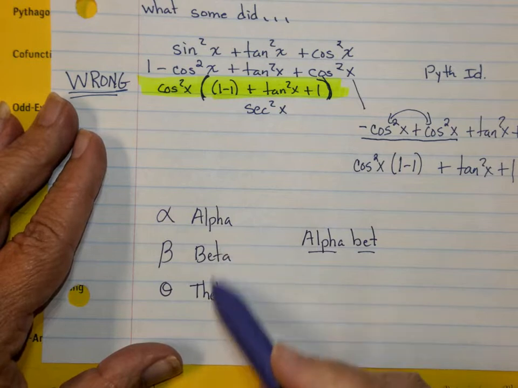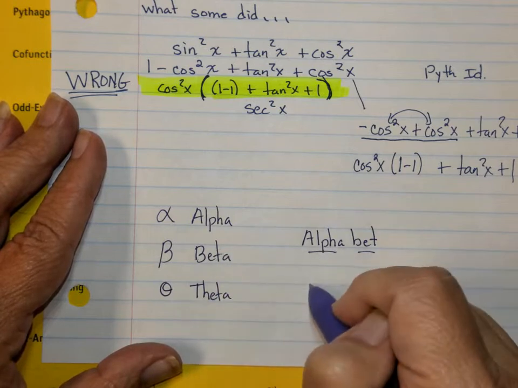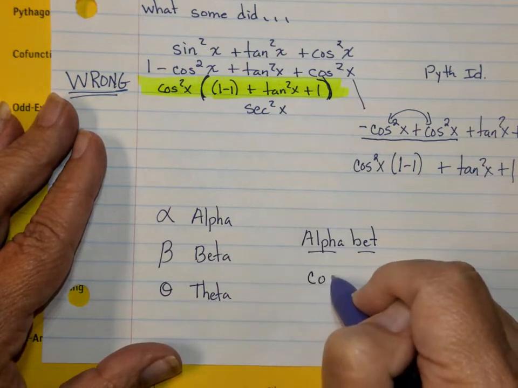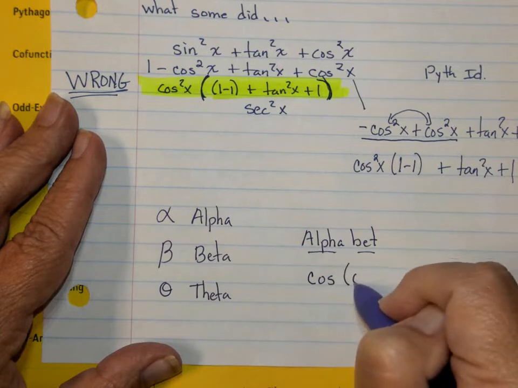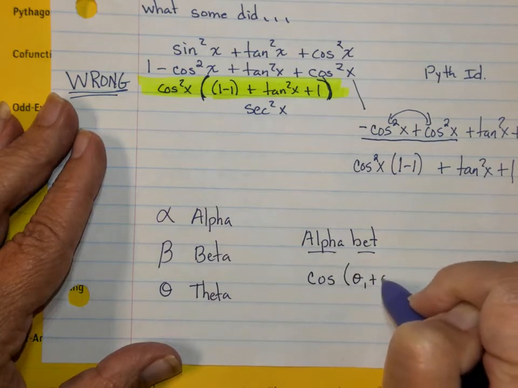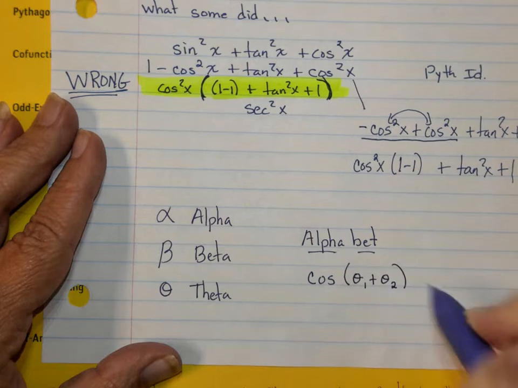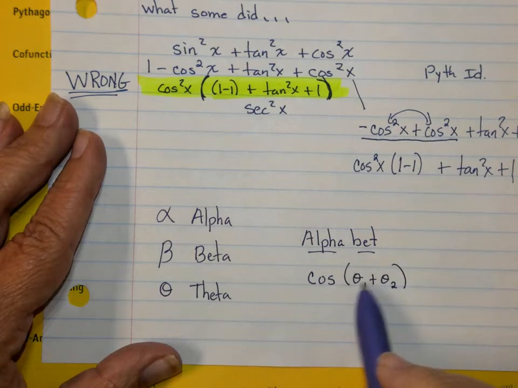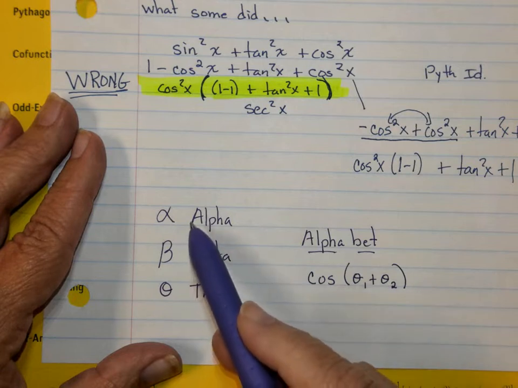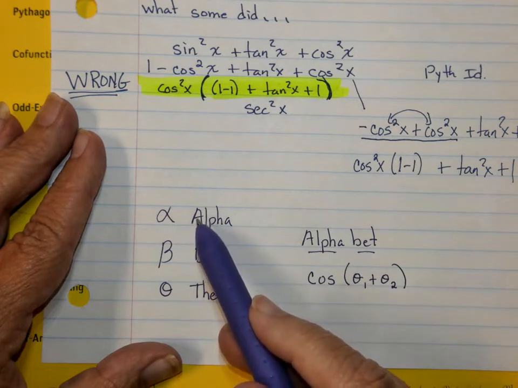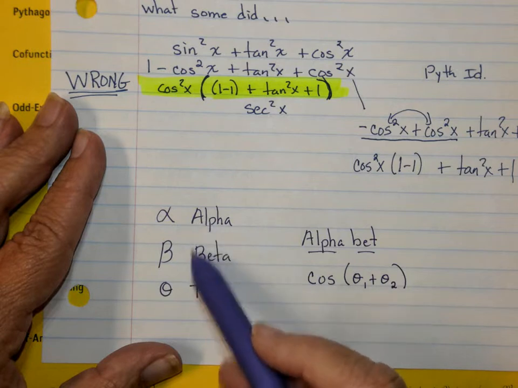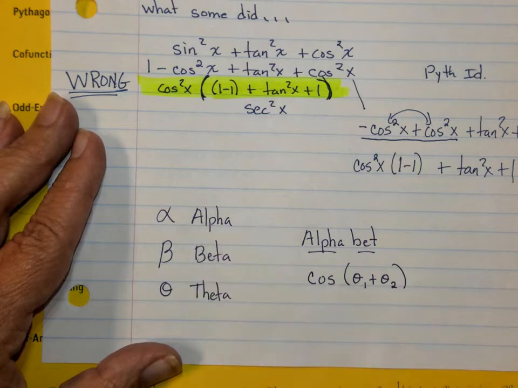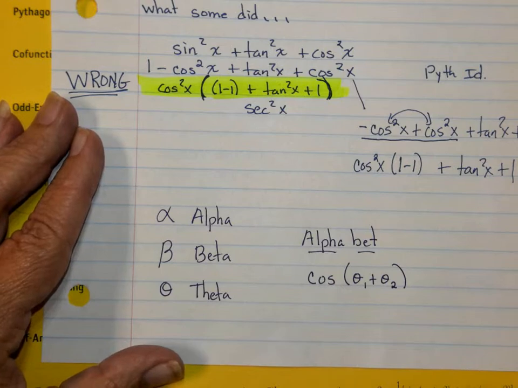Now, some other books or resources might write out the sum identity like this. It might say cosine of theta 1 plus theta 2. So sometimes you use subscripts to denote 2 different angles, whereas other resources will use the alpha and the beta to show that it's 2 different angles. Okay? So that's just a little background knowledge.